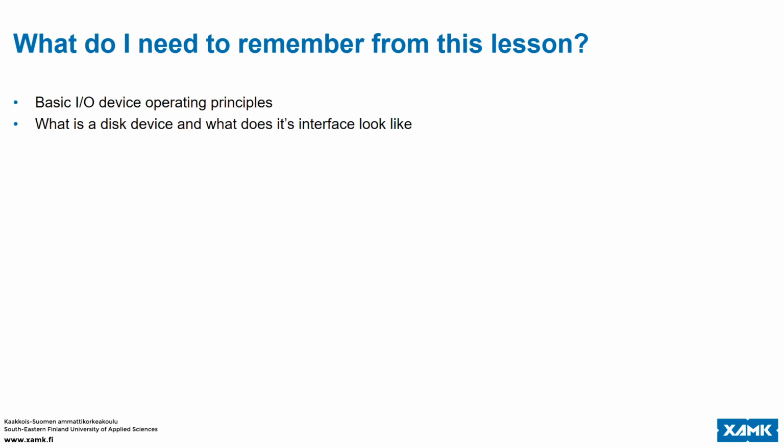Finally, what are the important things to remember from this lecture? Well, first of all, the basic operating principles of an I/O device and the idea of the canonical device. And secondly, we looked at an example of what a disk driver looks like in Linux, and what its interface looks like, and how many layers of abstraction there are.